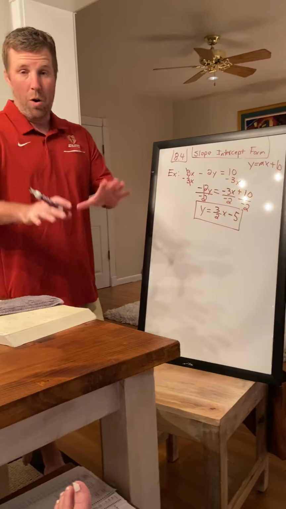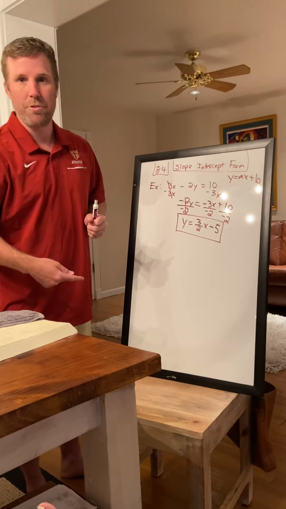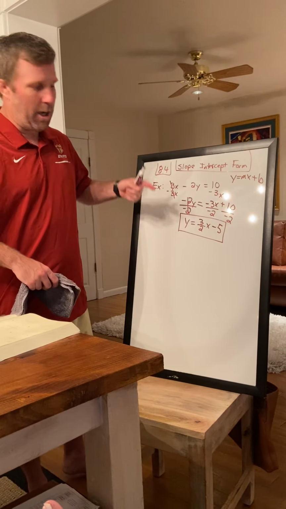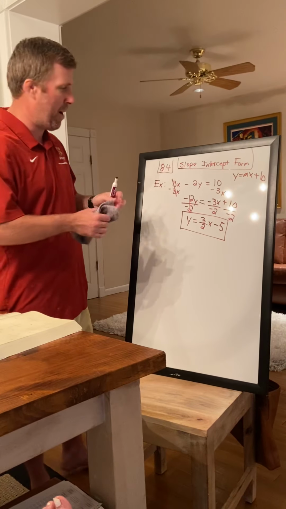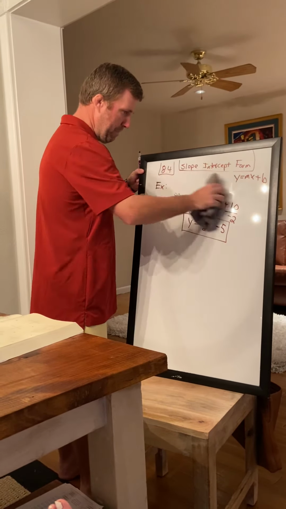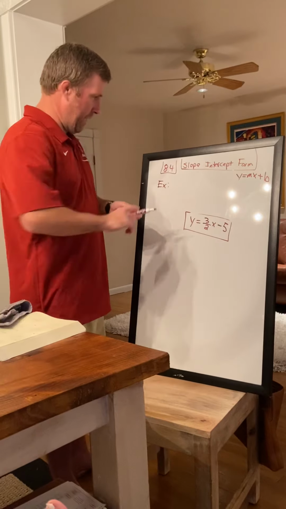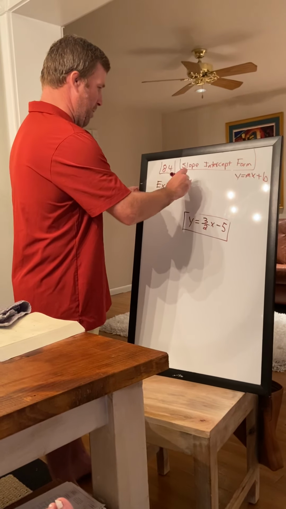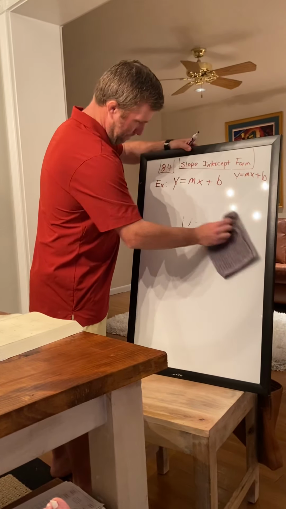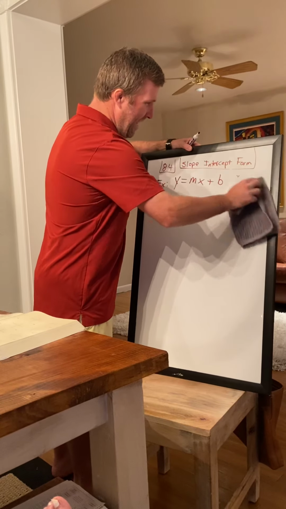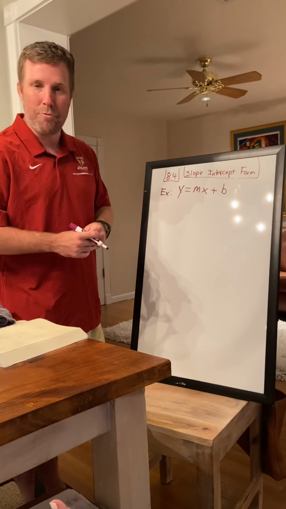Okay? Now, this lesson and what I'm going to teach now is how to use this to graph. We know how to get the y by itself. We know how to put it in slope-intercept form. How do I use that to graph it? And that's what this lesson is going to be about. All right, so y equals mx plus b. In that slope-intercept form formula, let's go over what the letters stand for.